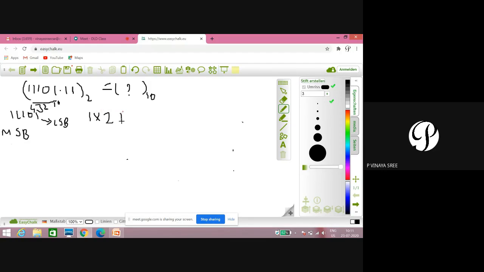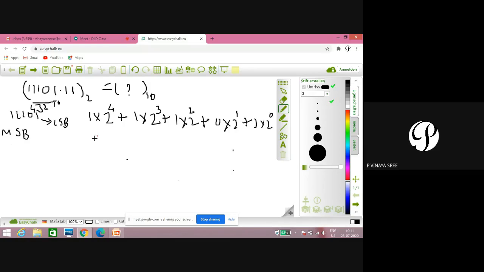Let me start simply without giving any powers. I am writing as it is: 1 into 2 plus 1 into 2 plus 1 into 2 plus 0 into 2 plus 1 into 2. After that I will start writing my powers. As I have to start from the LSB part, it is 0, 1, 2, 3 and 4.